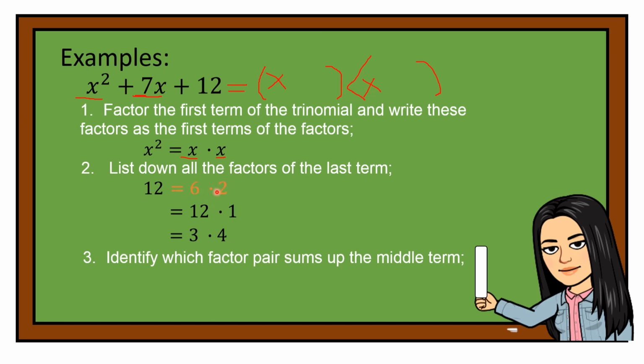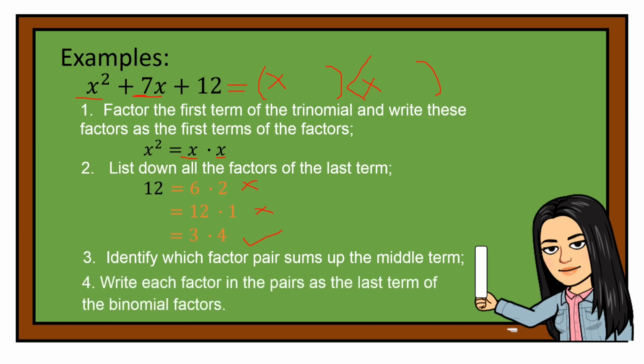So 6 plus 2 will be equal to 8. So definitely, hindi yan yung ating kailangan. So, not this one. Another pair is 12 times 1. If we add 12 plus 1 is equal to 13. So, hindi rin 13 ang ating hinahanap. Then, the third pair is 3 and 4. So, 3 plus 4 will be equal to 7. Okay, so nakuha natin yung 3 and 4 that sums up to the middle term.